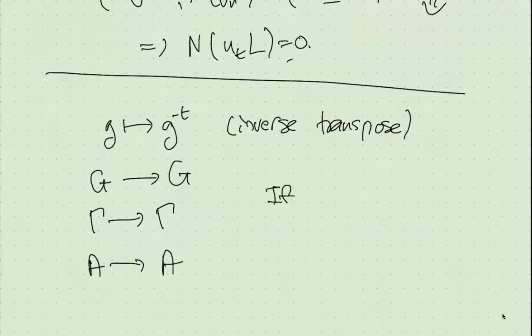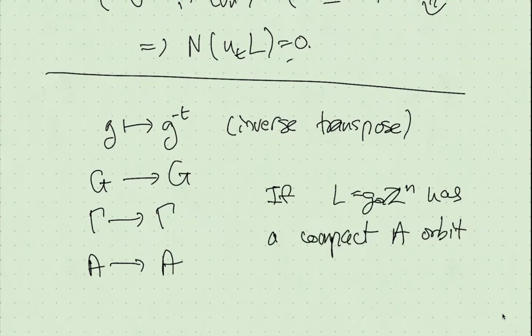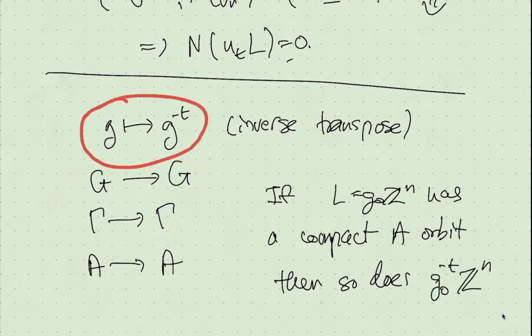And so if L equals g_0 Z^n, it has a compact A orbit. Then so does g_0 inverse transpose Z^n, right? This fact shows you that this map gives you an automorphism of the space. It maps G to G preserving Gamma, so it induces a map of G mod Gamma. And this map is invertible, it's continuous, so it's a homeomorphism of the quotient.